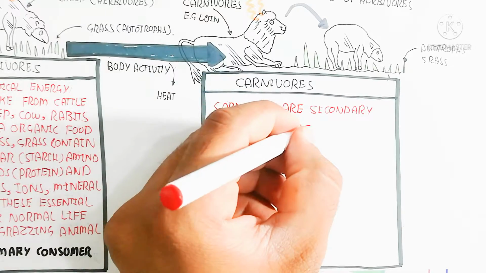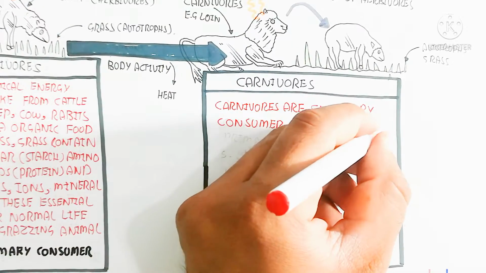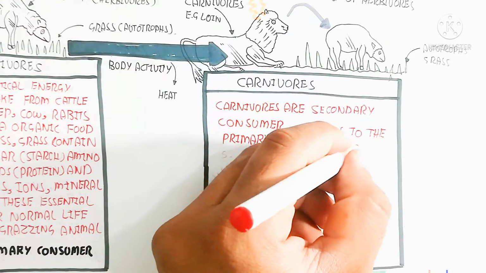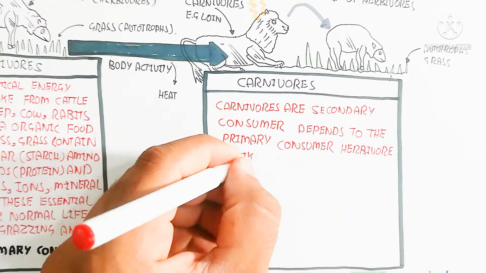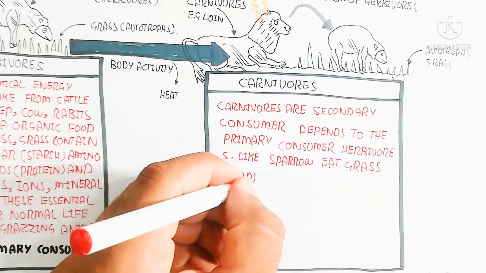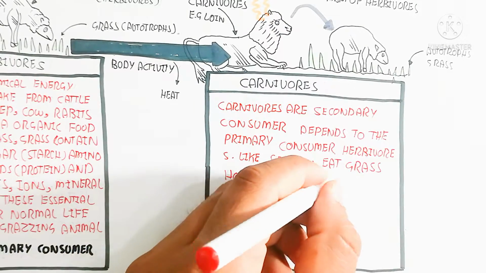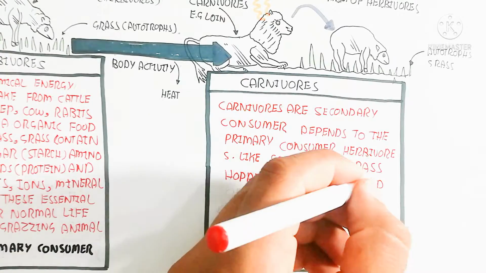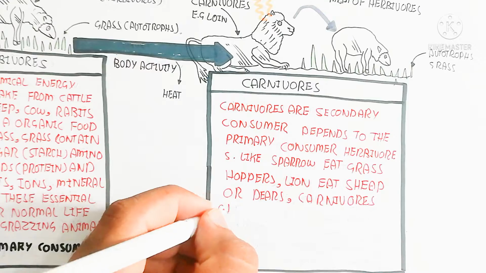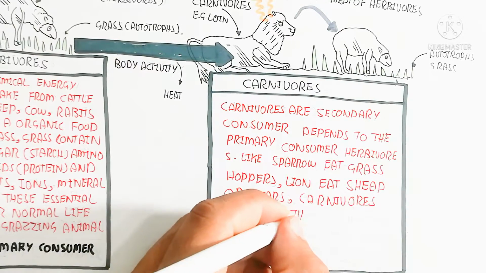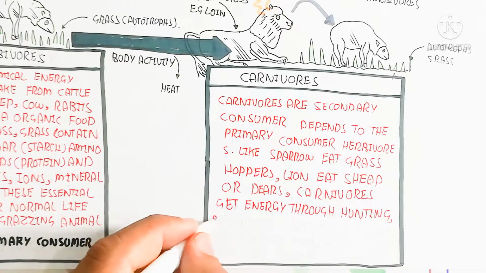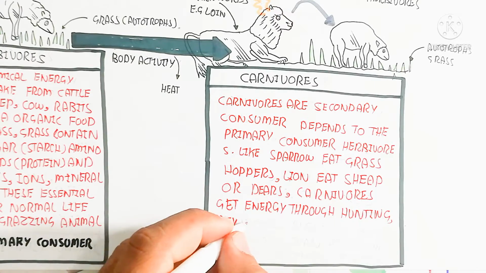Lions eat sheep or deer, so that is why they are carnivores. Carnivores get energy through hunting prey, which requires more hard work than herbivores. So they are secondary consumers, which requires more work because predation requires more energy, so their survival is more difficult as compared to the sheep, the herbivores, and autotrophs.